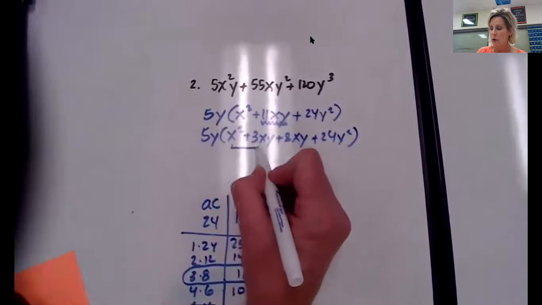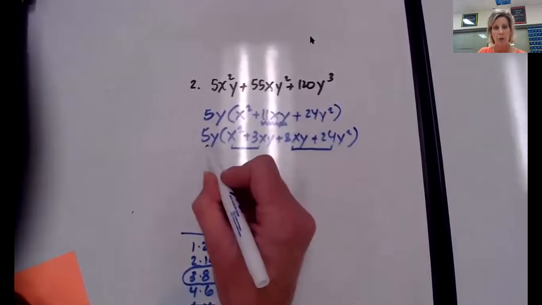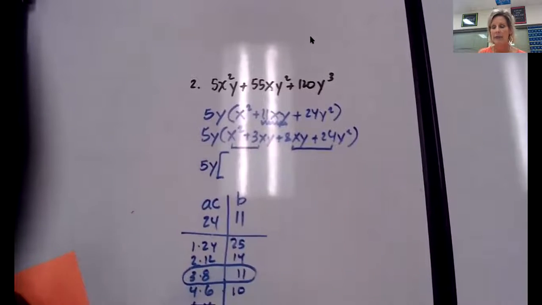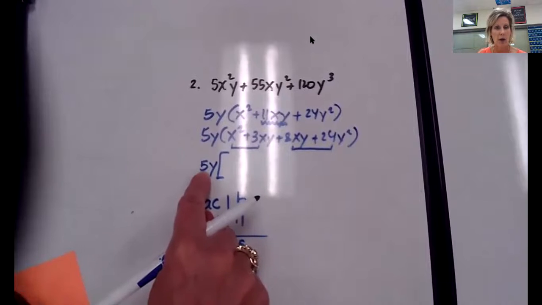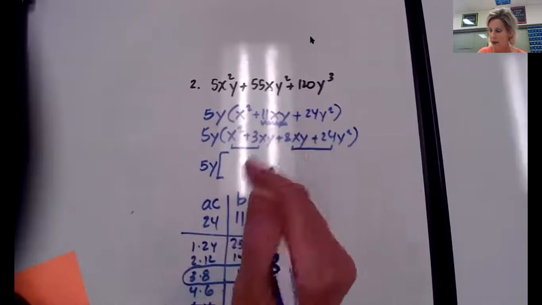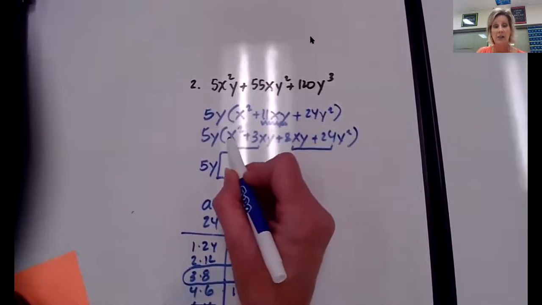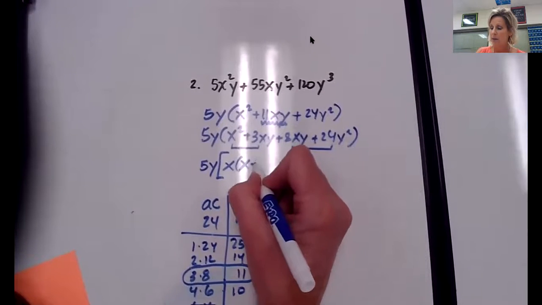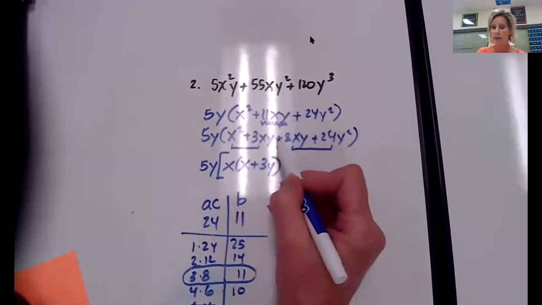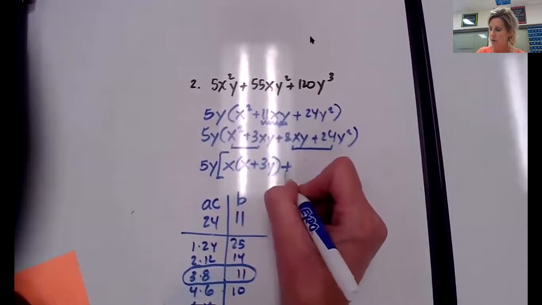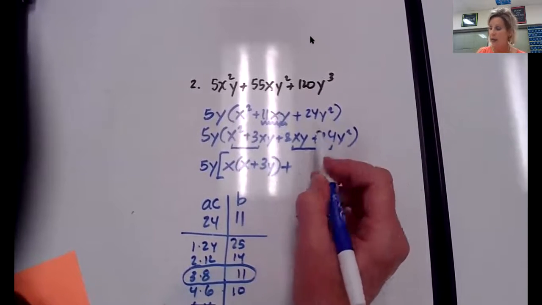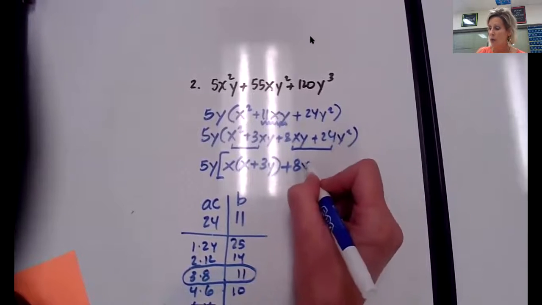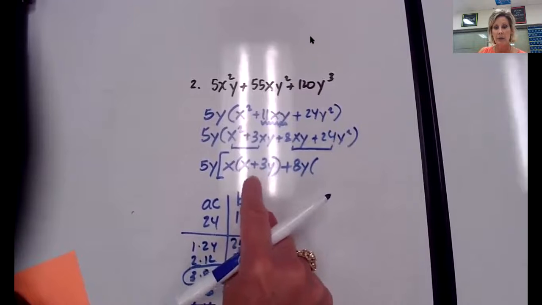So now I'm ready to group first pair, second pair. Remember, you need to recopy the 5y. A lot of times I go to brackets here, so the 5y just is recopied, but the action's actually going on inside the brackets. The GCF for x squared and 3xy is just x, and it's going to be x plus 3y. This plus sign needs to be recopied. The GCF for 8 and 24 is 8. And I have x, y, and y squared, so I need to take out the y. And it better be x plus 3y.